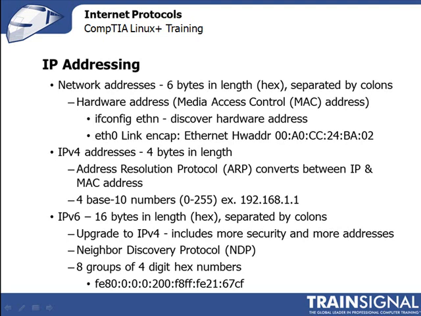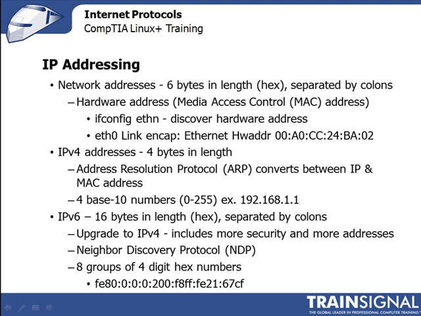The next most important network address is the IP address, and now it comes in 2 flavors. You have IP version 4 and IP version 6, the newer version. IP version 4 numbers are 4 bytes long or 32 bits. Address Resolution Protocol, or ARP, converts between IP addresses and MAC addresses. IP version 4 addresses are 4 numbers between 0 and 255, and each one is called an octet.